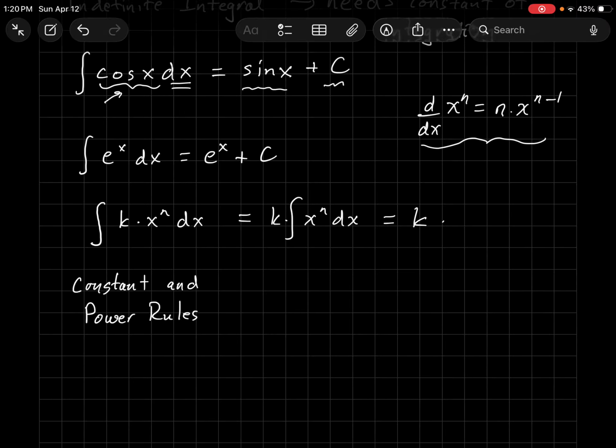What do I mean by the opposite? Well, let's start this way. Instead of subtracting 1 from the power, we can add 1 to the power. Instead of multiplying, we're going to divide. Instead of multiplying by the old power, we're going to divide by the new power. And then don't forget your constant of integration plus c. Let's do a few examples.